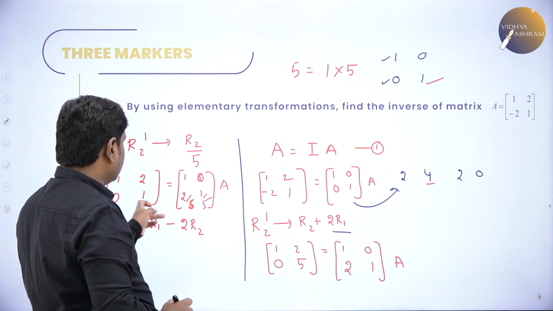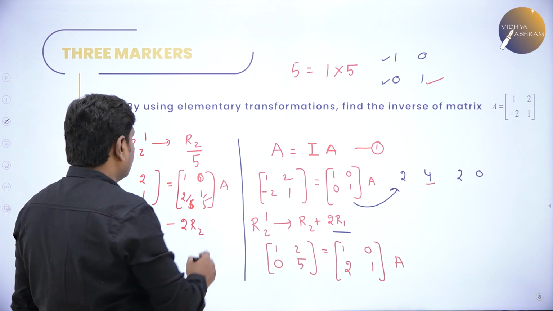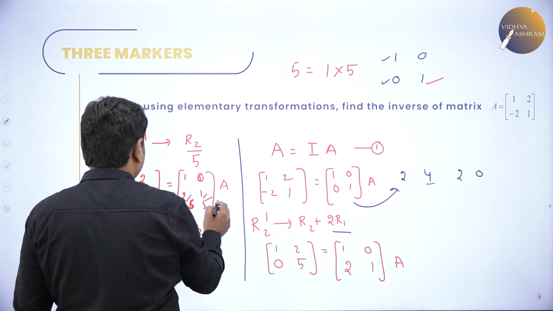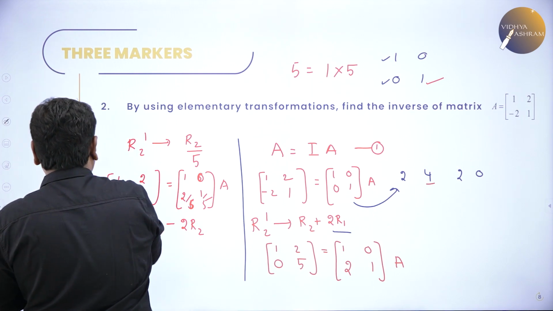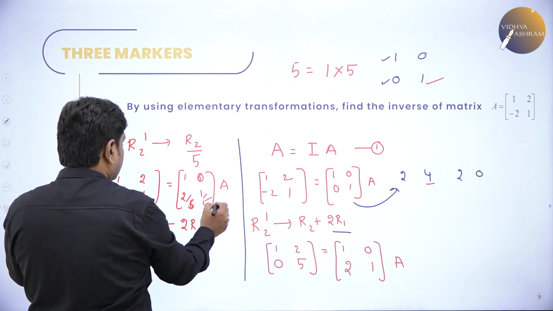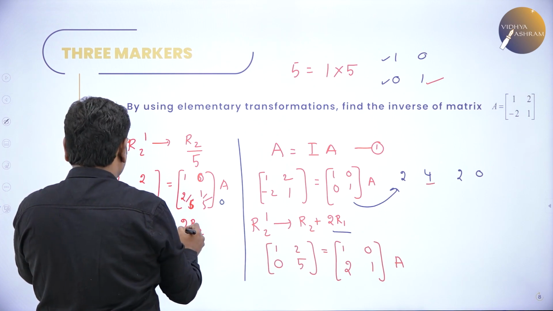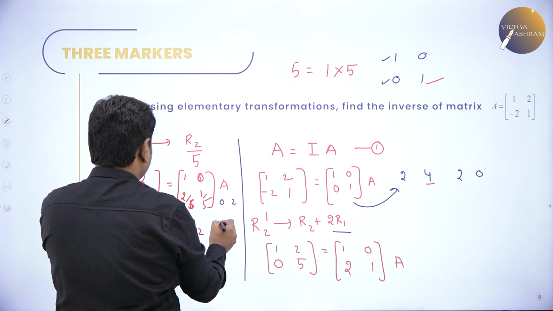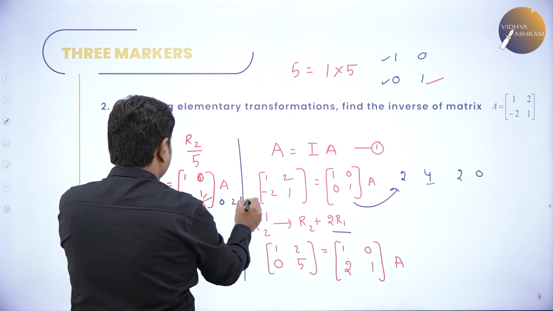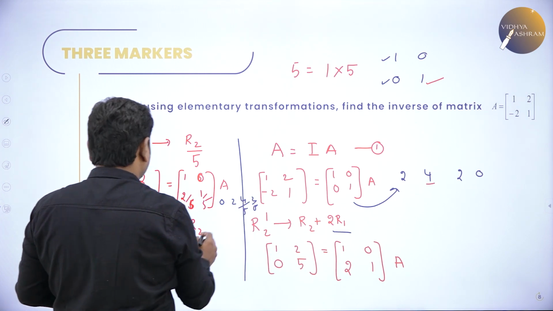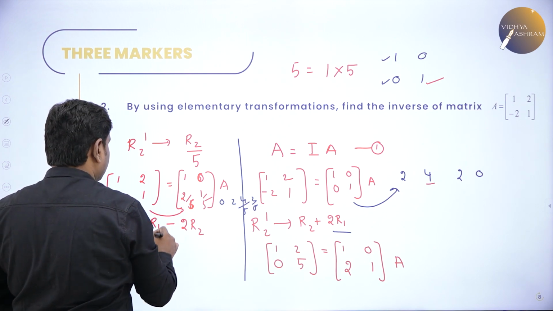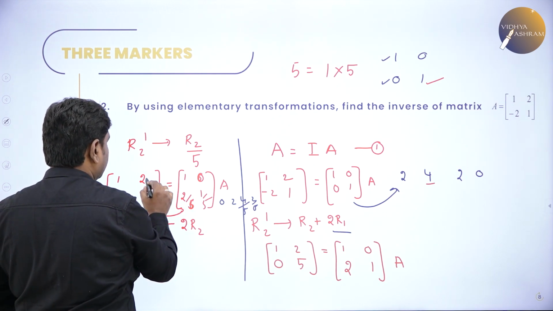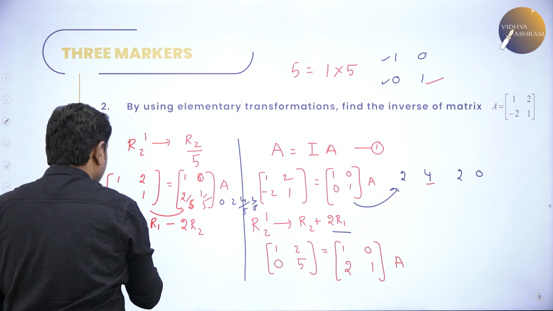First I will multiply 2 to this because this number should become 2. After you multiply the second row by 2, this will be 0, this will become 2, this will become 4 by 5, and this will become 2 by 5. Now I have to subtract the first row with this and rewrite.